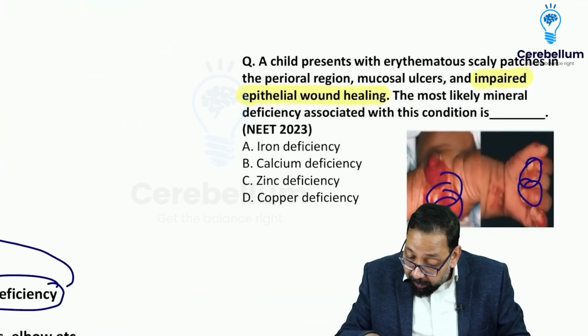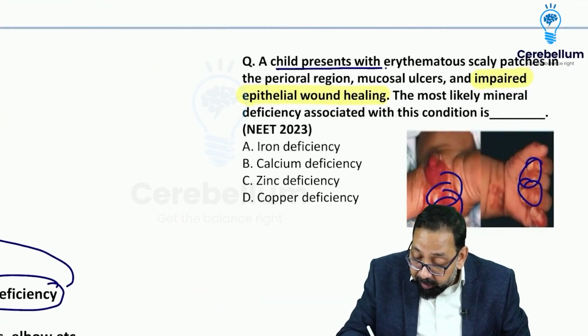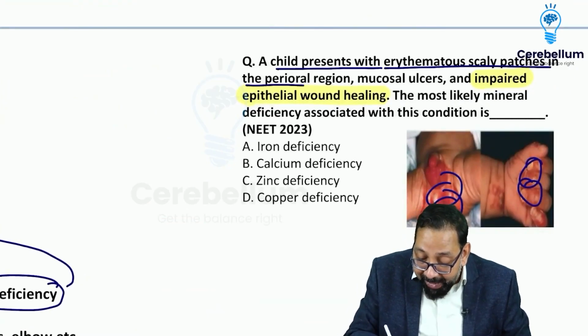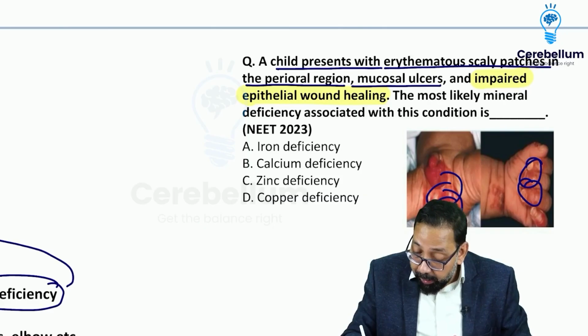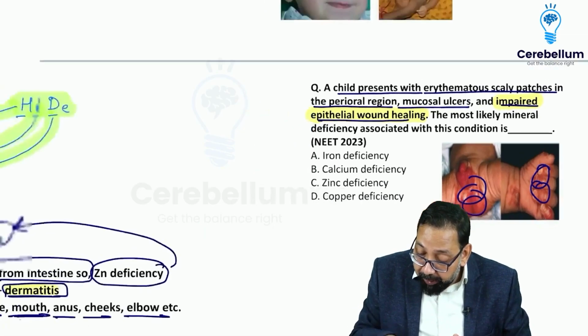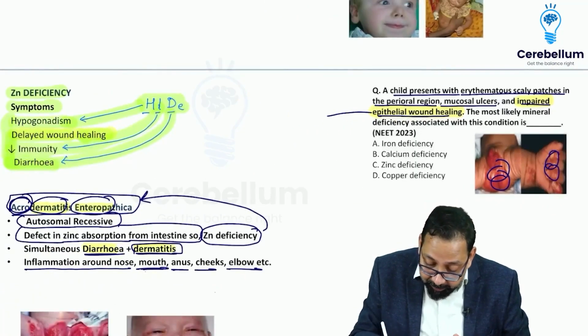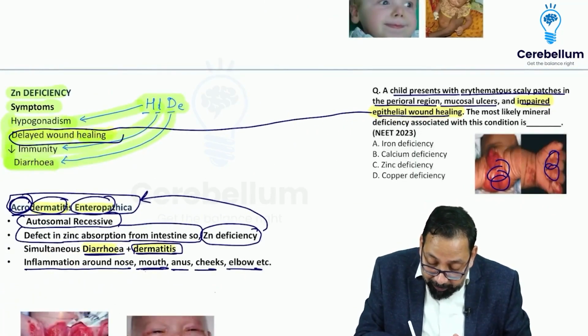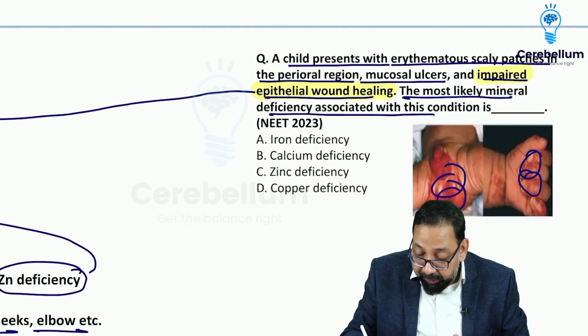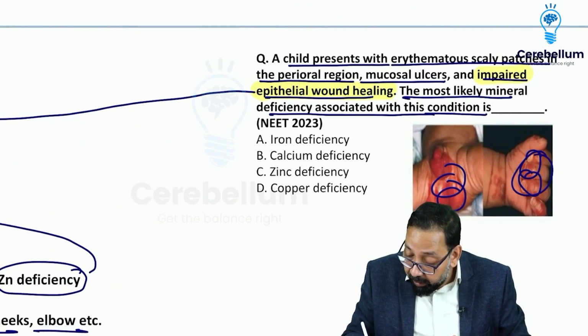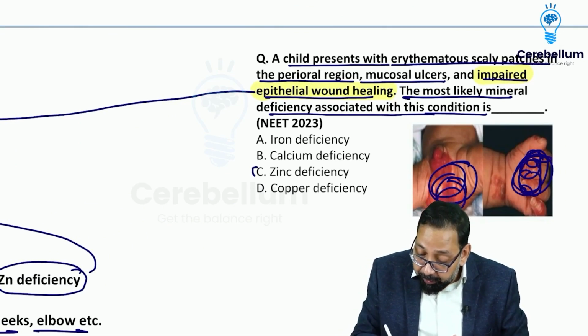This question was asked. A child presented with erythematous scaly patches in periorificial areas, mucosal ulcer, impaired epithelial wound healing. I told you zinc deficiency leads to delayed wound healing. The most likely mineral deficiency associated with this condition, they give this image also, periorificial and acral region: zinc deficiency.